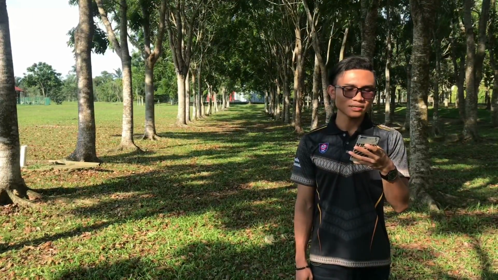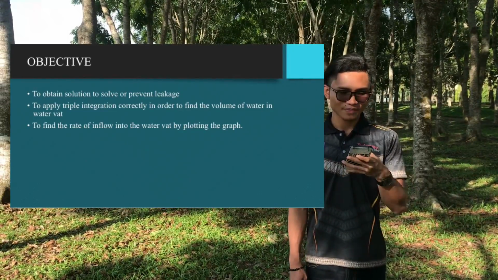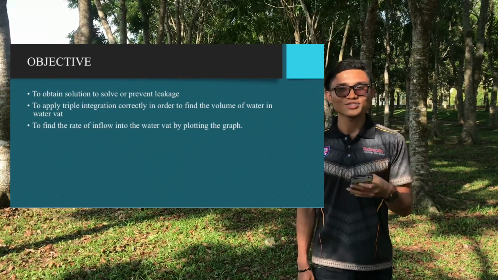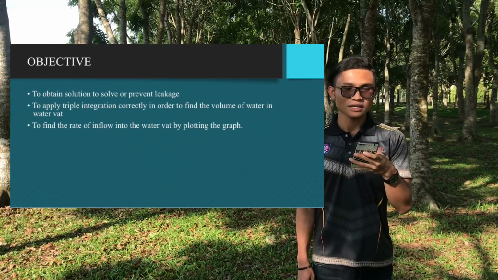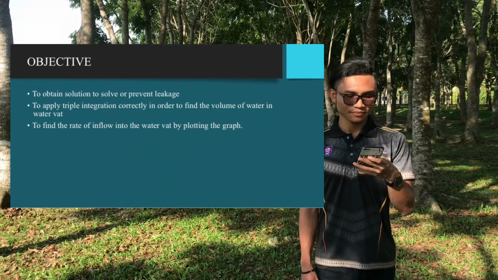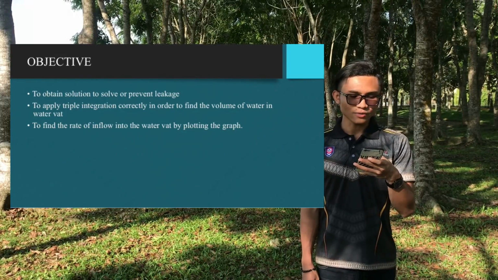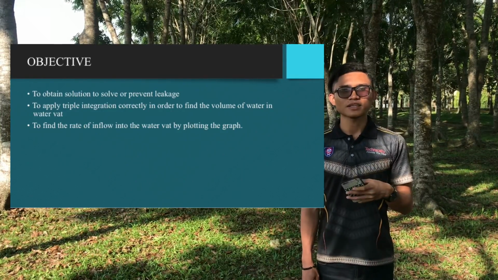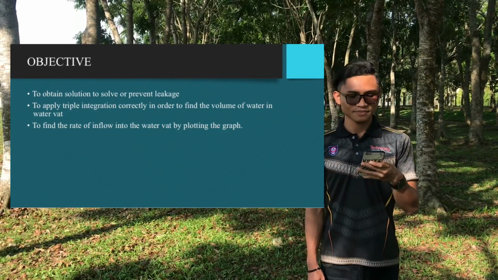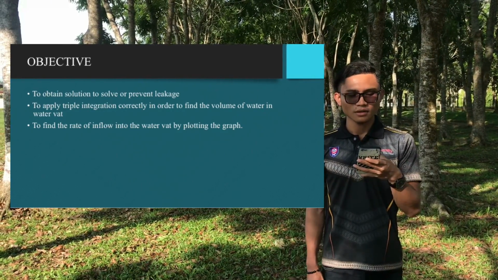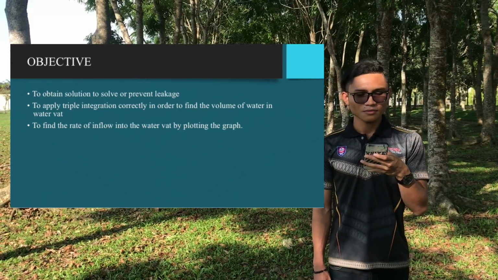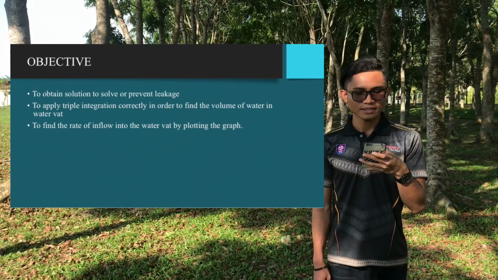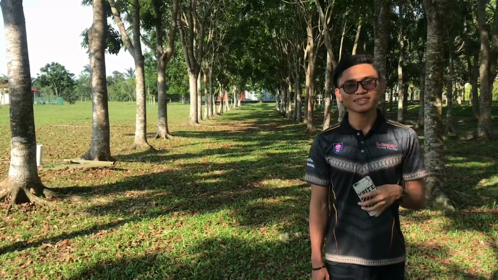So the objective for our project is to obtain a solution to prevent the leakage, and so that we have to apply triple integration in order to find the volume of the water leakage, and then the third one is to find the rate of inflow of water by plotting the graph.